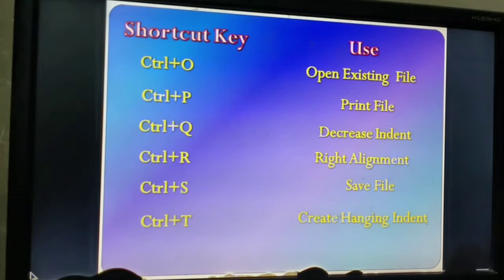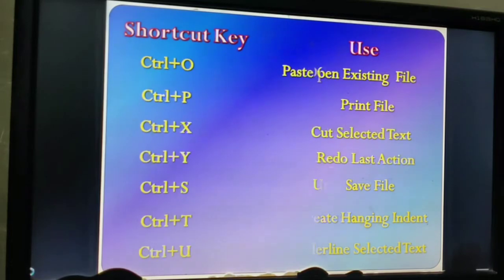So the first line will remain in the same position and the second line will become paragraphic mode. Ctrl plus U gives the underline to the selected text. For underline, selection of text is very, very important. If you do not select any area of the text or file, then the Ctrl plus U command will not work.